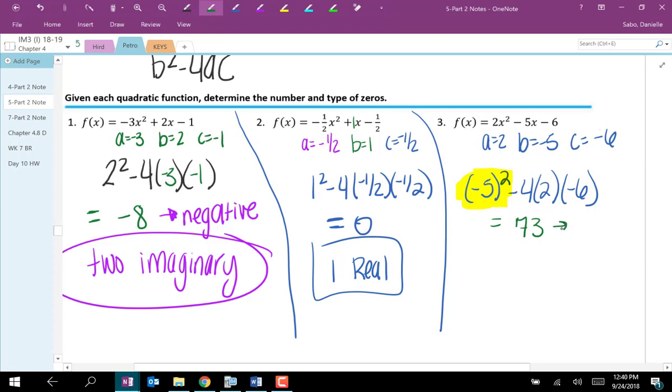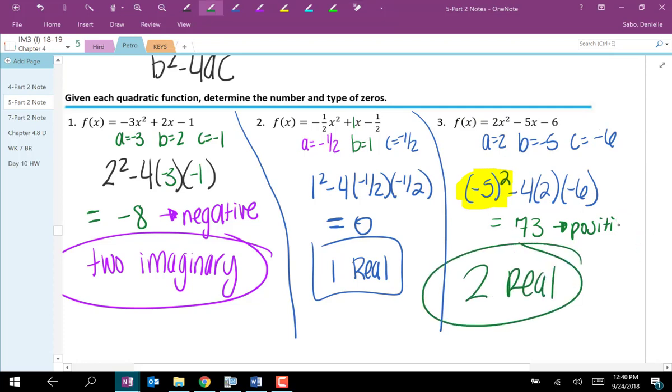So this is a positive answer. I got a positive discriminant, so it's 2 real. Again, those are the only 3 options: 2 real, 1 real, and 2 imaginary.